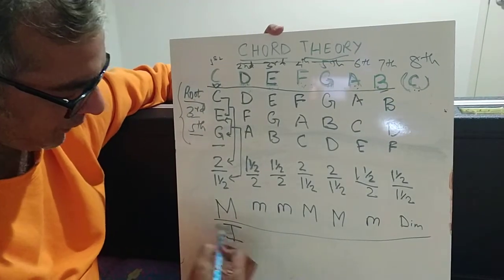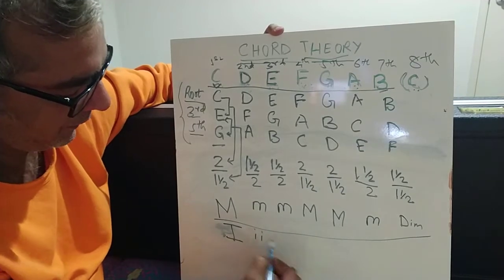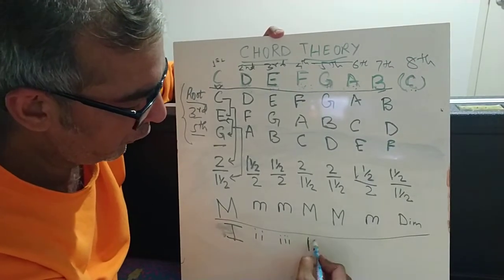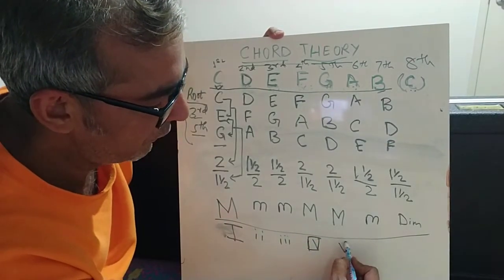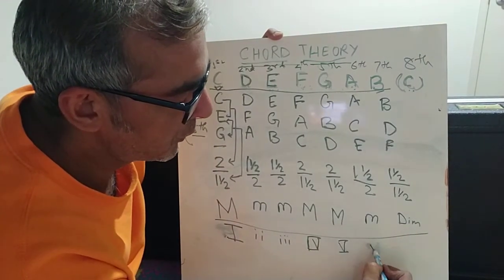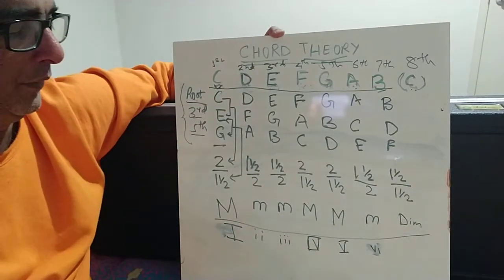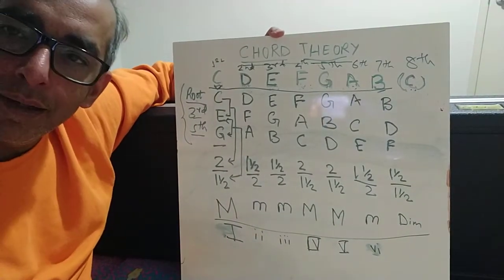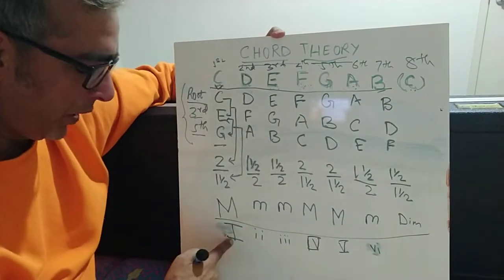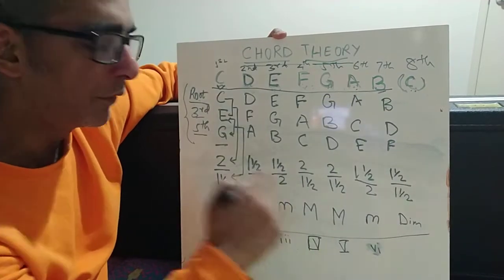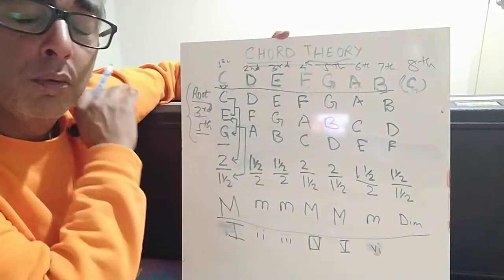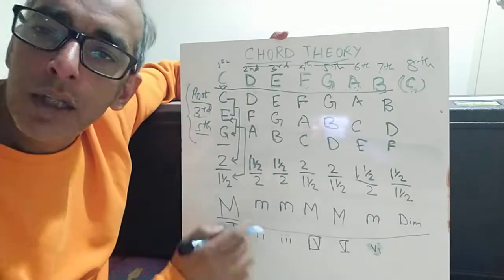So my first, second, third, fourth, fifth, sixth is a minor, so small vi. So minor: second, third, sixth. Major: first, fourth, fifth. And the seventh is diminished. Whatever key you are in, this is a fact.